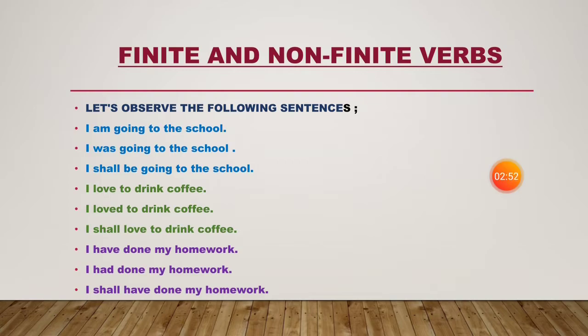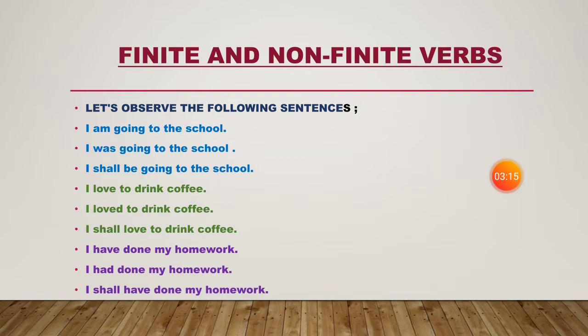I love to drink coffee. Here the doing word love is indicating that the action happens in the present. It means that I actually drink coffee on a daily basis. I loved to drink coffee. Suppose when I was young, I used to love to drink coffee, but now I don't. Okay, so I loved to drink coffee.